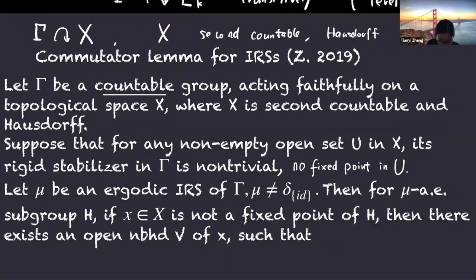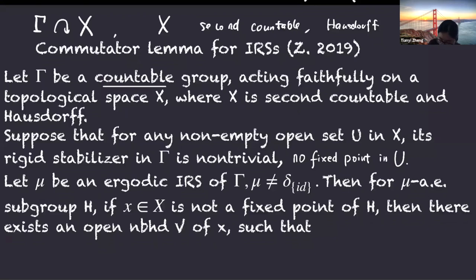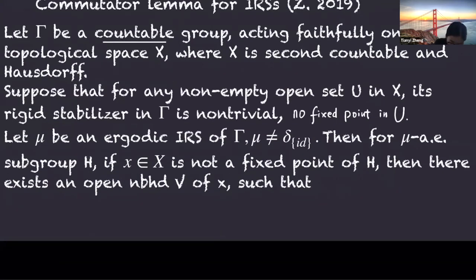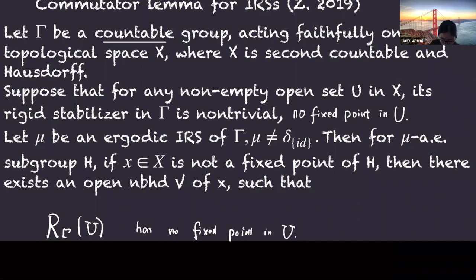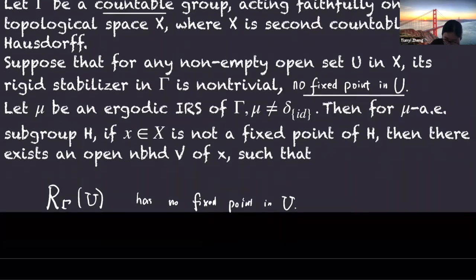And the assumption is that there are non-trivial rigid stabilizers, and moreover, that inside U, the rigid stabilizer has no fixed point in U. So I not only ask for non-trivial rigid stabilizers, I also impose the assumption that it has no fixed point inside U. And then in this setting, we have the following statement. Okay, erase this.